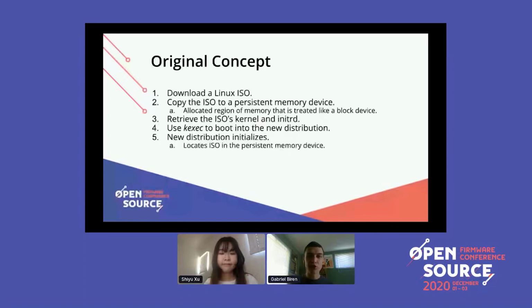So in the third step, we retrieve the ISO's kernel and initial RAM disk. Then we use kexec to start running that kernel and start booting into the new distribution. And in the fifth step, the new distribution is initializing. At this step, the distribution locates the persistent memory device. And inside that device, it finds the ISO, and it grabs the files it needs from there.